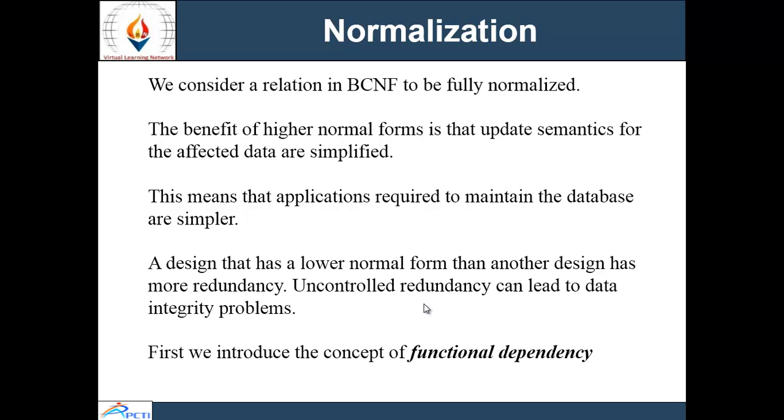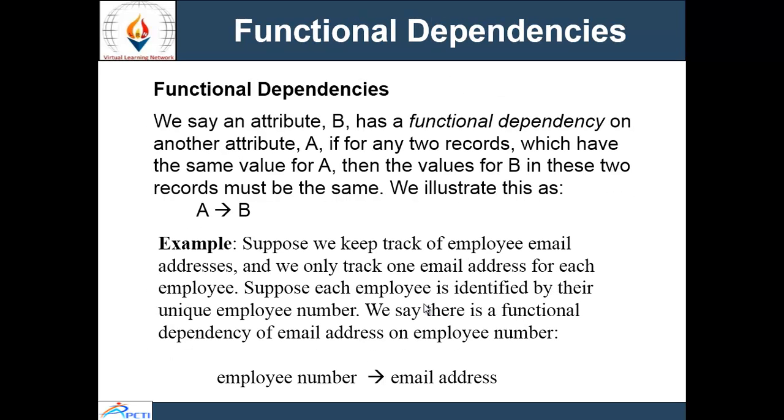Now, first of all, we have to understand the concept of functional dependencies. What is the meaning of functional dependency? We say an attribute B is functionally dependent on another attribute A if for any 2 records which have the same value for A, the value for B in those records must be the same. Then you can say that B is functionally dependent on A.